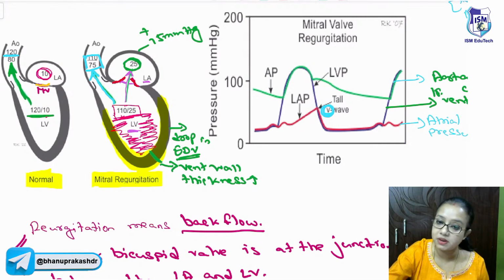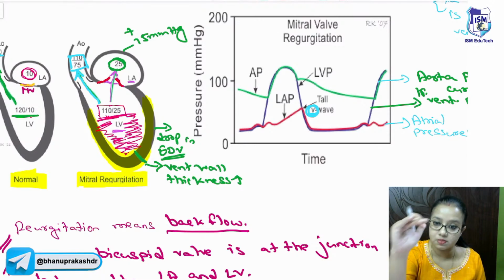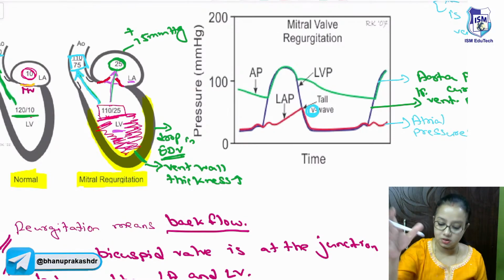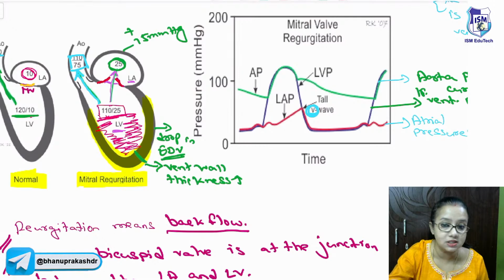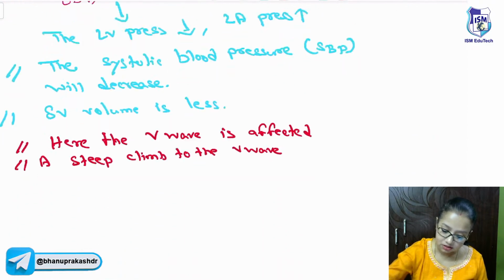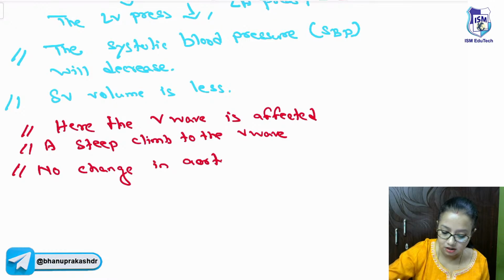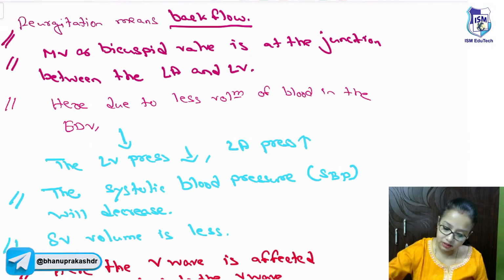Coming to the aortic pressure, it is not affected. Yes, it is true that it is not reaching the maximum 120, but it is not abnormally affecting the aorta because the aortic valves are functioning normally. Whatever blood the ventricle is pumping is going correctly through the aorta. So, no change in the aortic pressure.